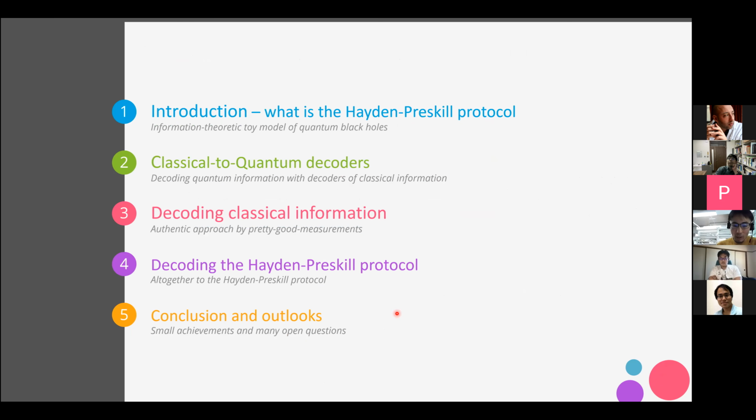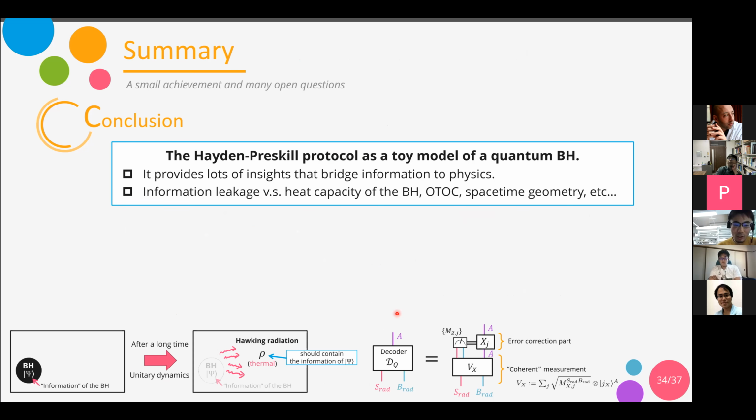Good. Okay, so we are almost done. Let me conclude my talk. In this talk, we studied the Hayden-Preskill protocol as a toy model of a quantum black hole. And I explained that this protocol is a very nice framework because it provides lots of insight that may bridge information to physics. For example, we can connect the information leakage problem with heat capacity, OTOC, space-time geometry, et cetera. And that is the reason why I was fascinated by this protocol.